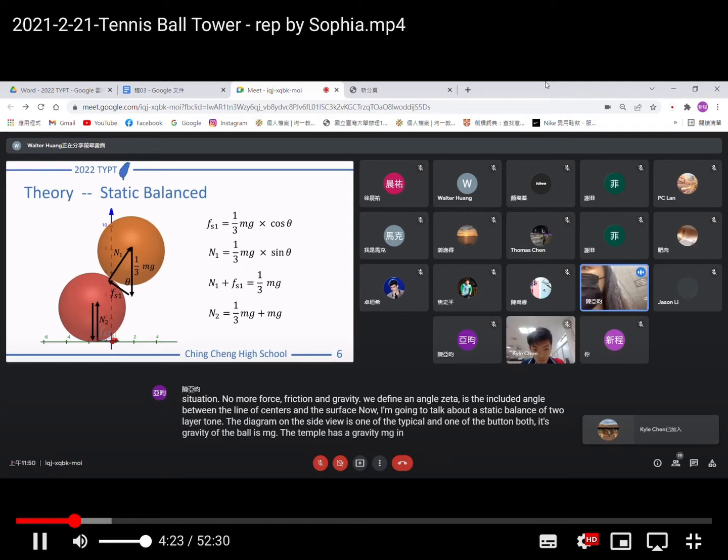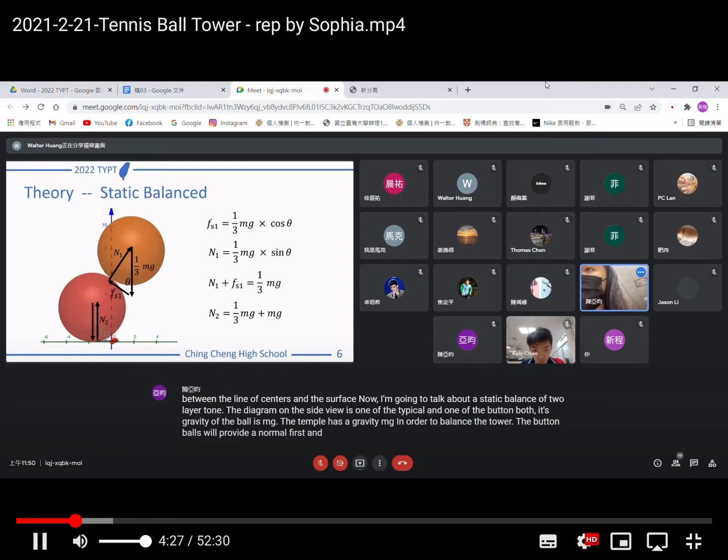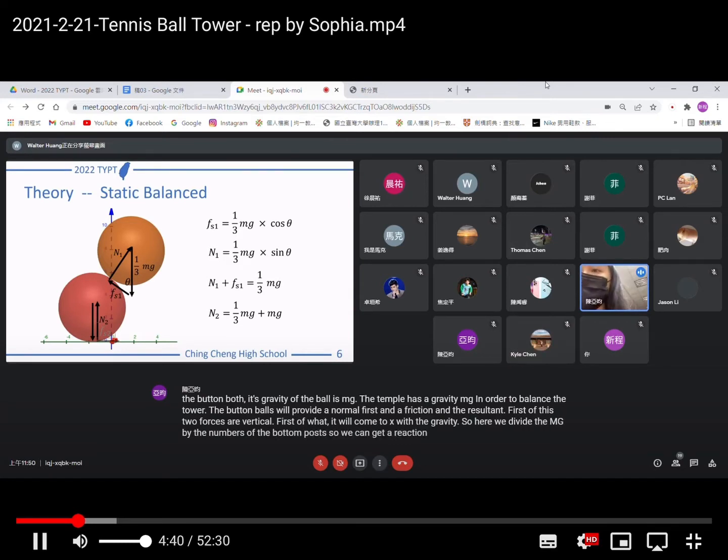In order to balance the tower, the bottom balls will provide a normal force and a friction, and the resultant force of these two forces is a vertical force upwards. It will counteract the gravity. So here we divide the mg by the number of bottom balls, so we can get the reaction force each bottom ball will get because of the symmetry.